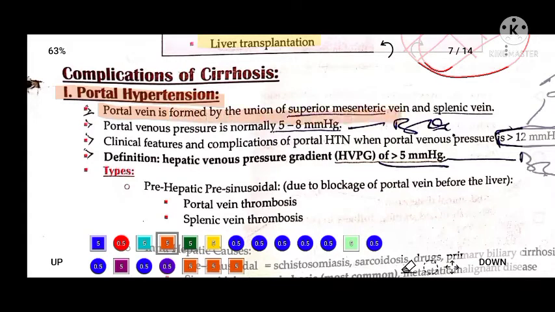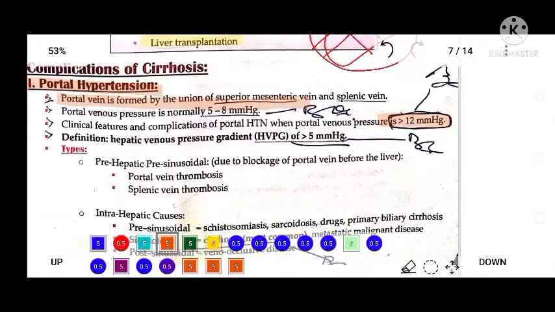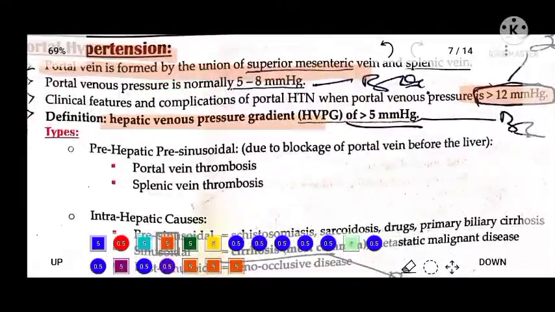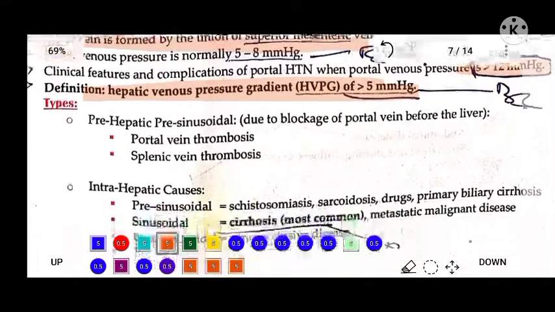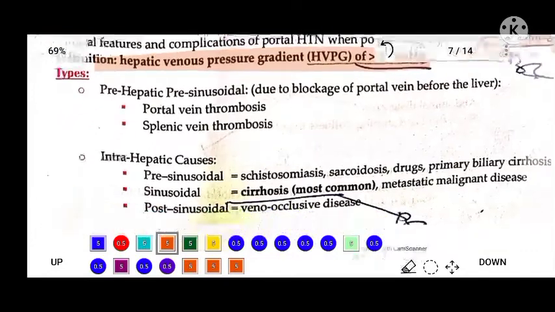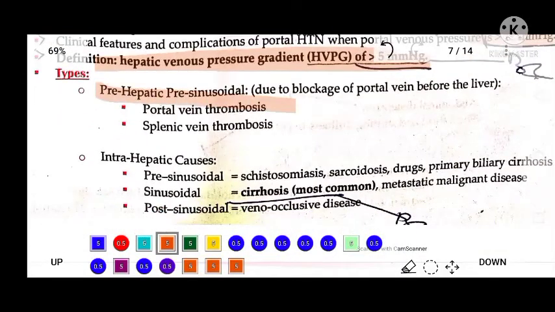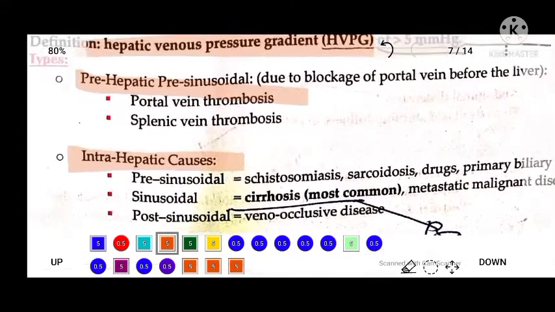Portal hypertension occurs when the pressure in the portal vein increases to greater than 12 millimeters of mercury, then that condition is known as portal hypertension. So there are different types. One is prehepatic, another is intrahepatic. Different types have different causes.